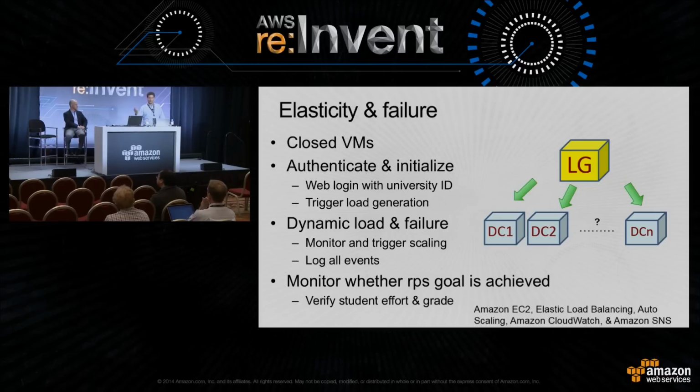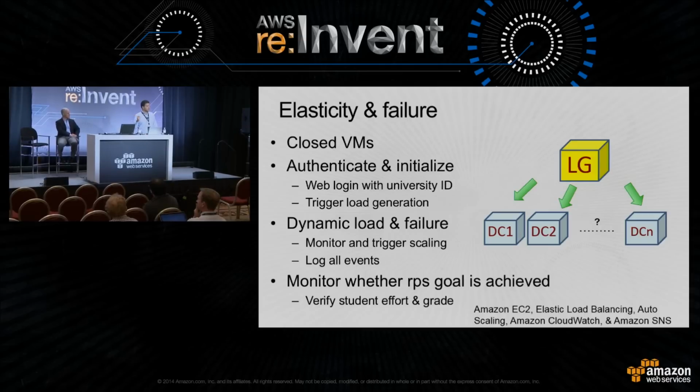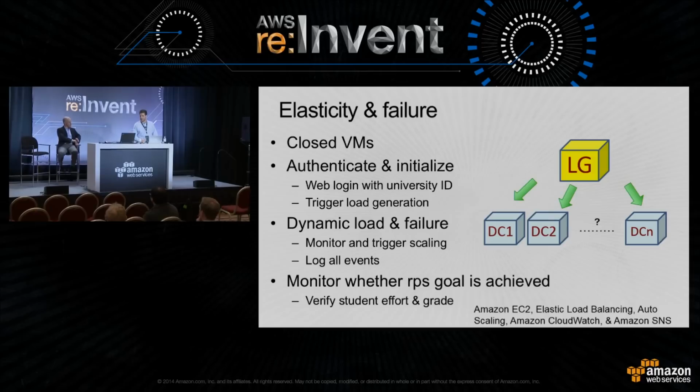And then to make it more interesting, we start to vary the load in very interesting dynamic ways to make it harder for them to achieve the RPS. So they have to be a lot more insightful and analyze the load they're going to see and come up with better mechanisms to scale.